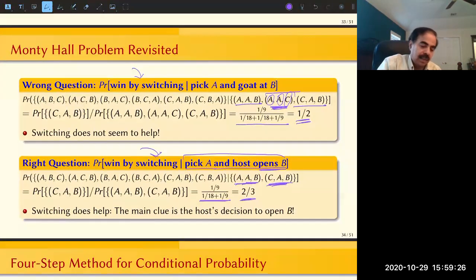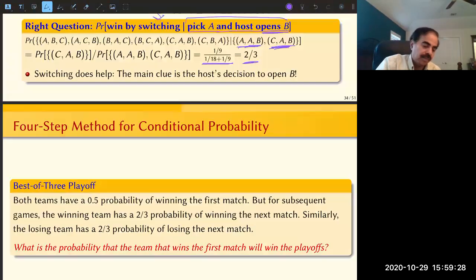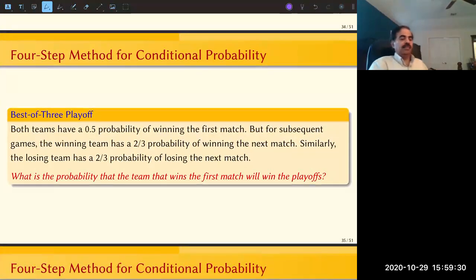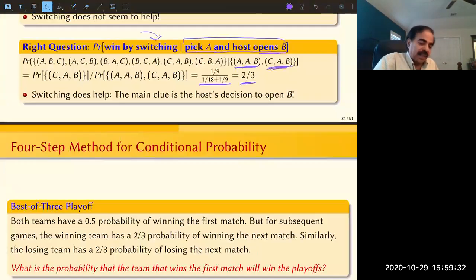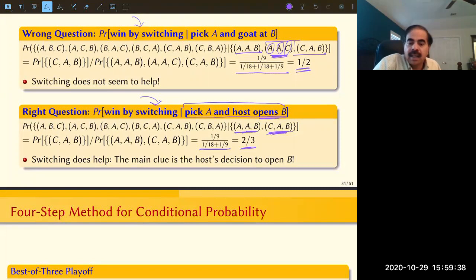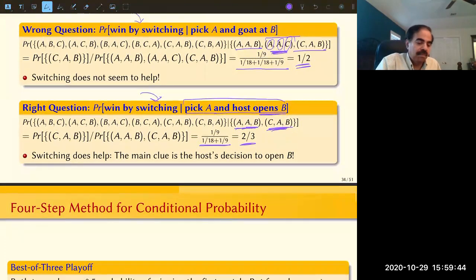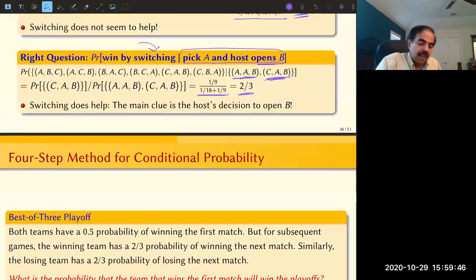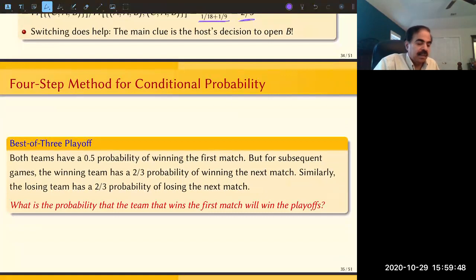Okay, so now that we have seen the Monty Hall problem as an exercise in conditional probability, because that's what we were trying to get at, now let's look at another problem to illustrate conditional probability.